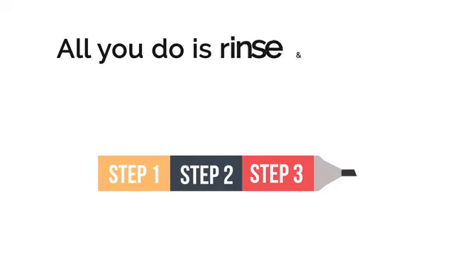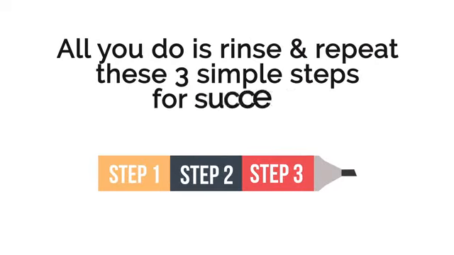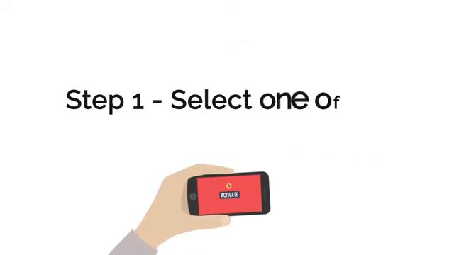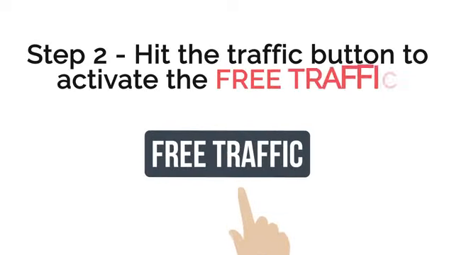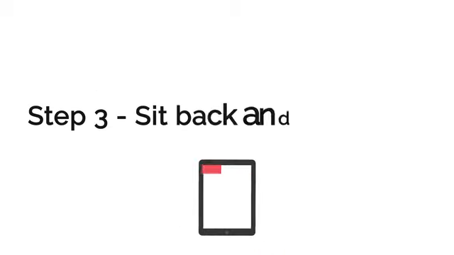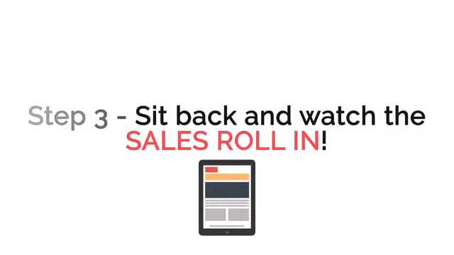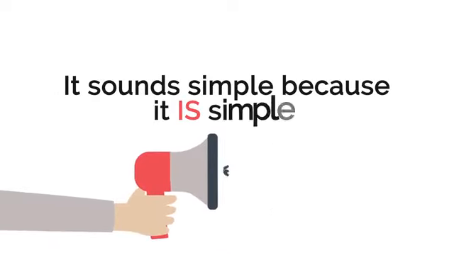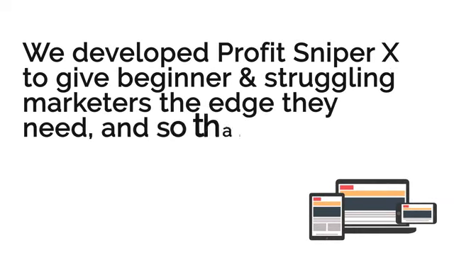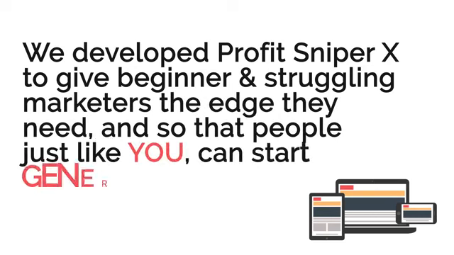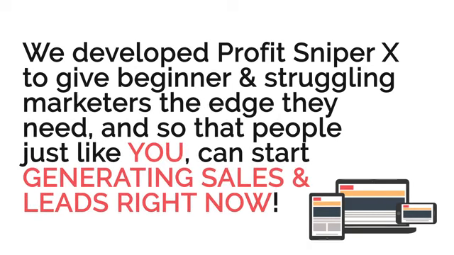All you do is rinse and repeat these 3 simple steps for success. Step 1. Select one of the done-for-you campaigns and activate your money page. Step 2. Hit the traffic button to activate the free traffic. Step 3. Sit back and watch the sales roll in. It sounds simple because it is simple. We developed Profit Sniper X to give beginner and struggling marketers the edge they need so that people just like you can start generating sales and leads right now.